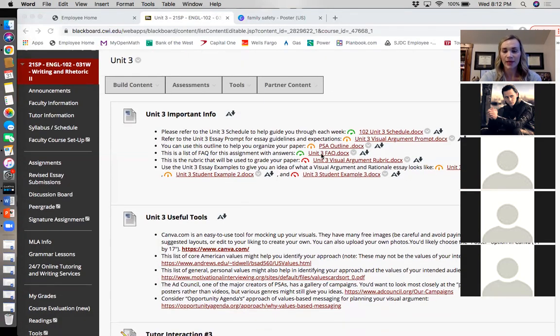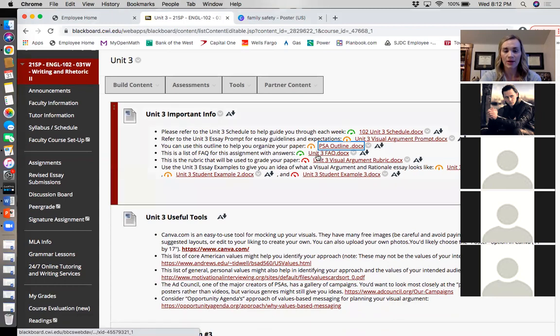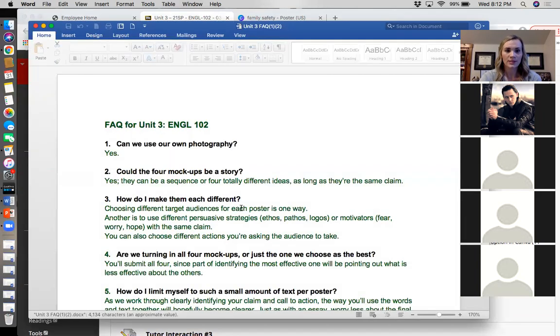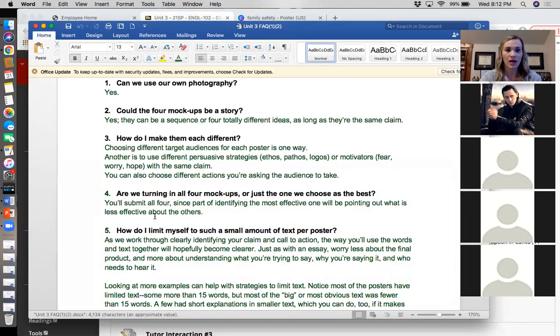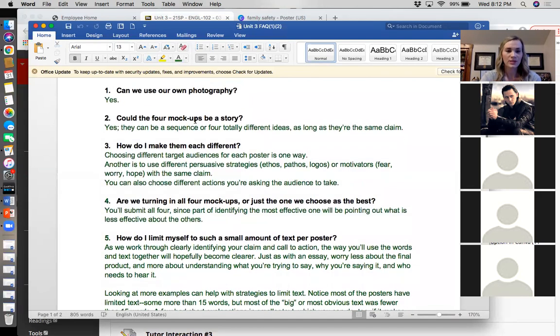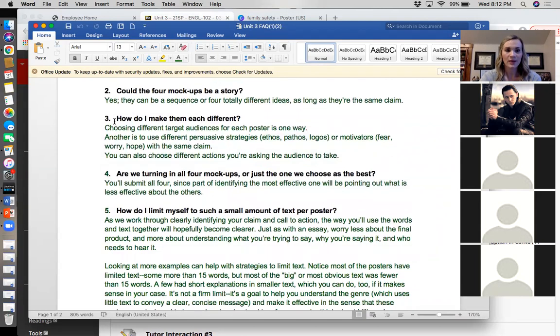Okay, this is a little handy dandy handout here. This is a Unit 3 fact sheet. So frequently asked questions. Some ones that I get asked a lot. So yes, you can use your own photography. You could set them up as a story, but this one I get asked a lot, how am I going to make these different from each other?